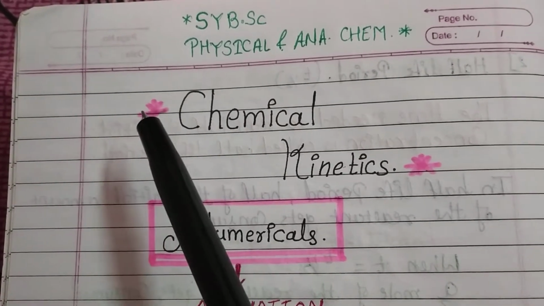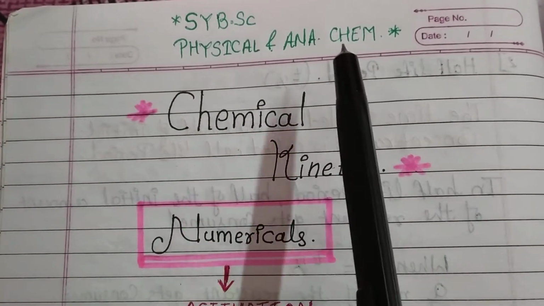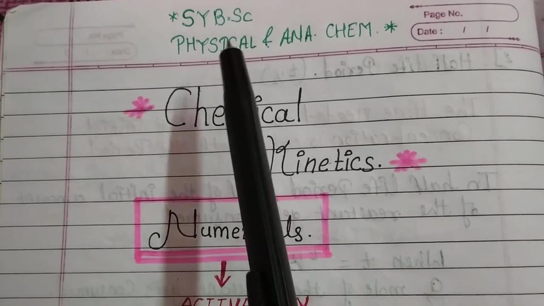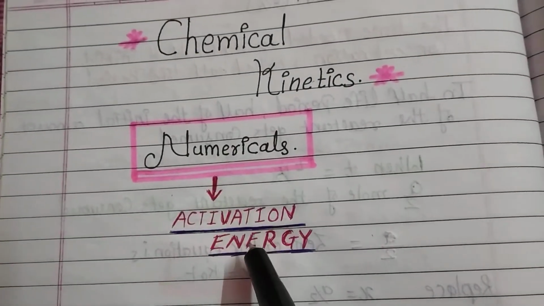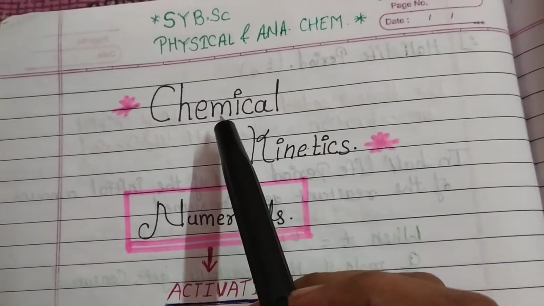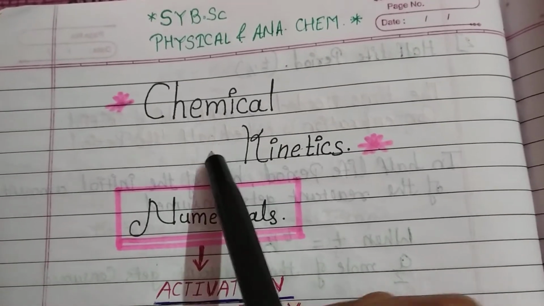Hello everyone. This video is related to the subject Physical and Analytical Chemistry from the SY course. This is the second part of my previous video related to the numericals from activation energy. Activation energy is related to the first chapter of physical chemistry, that is chemical kinetics.